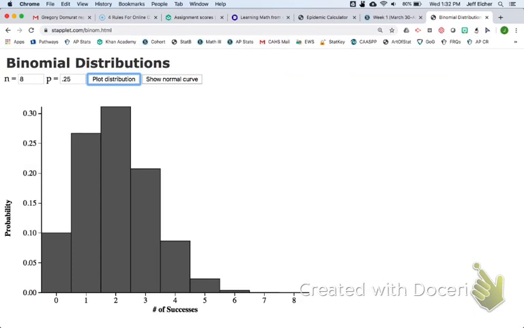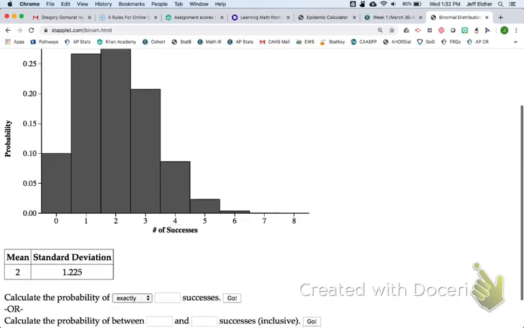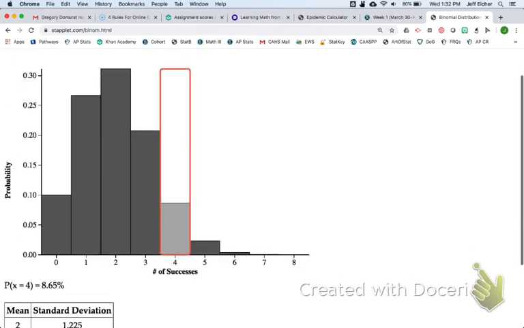Here's the website Stapplet using their binomial distribution applet, and I inputted 8 as the random sample of students, 0.25, and on the y-axis we have the probability. The first question was the probability of exactly 2, that was 31%, and the one we just did, I think, was 4, the probability of getting 4 was 8.65%. So you can see on the x-axis here you have 0, 1, 2, 3, 4, 5, 6, 7, 8. Those are all your possibilities if you have 8 students. And if we wanted exactly 4, you can go this way. Exactly 4 is just this one probability.